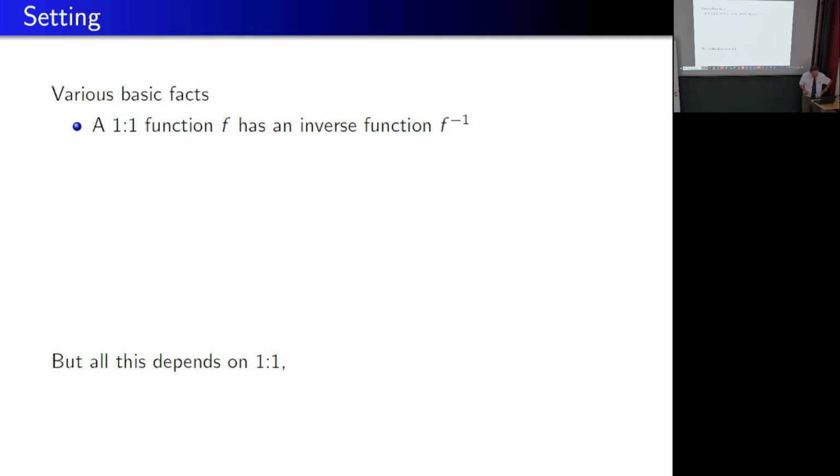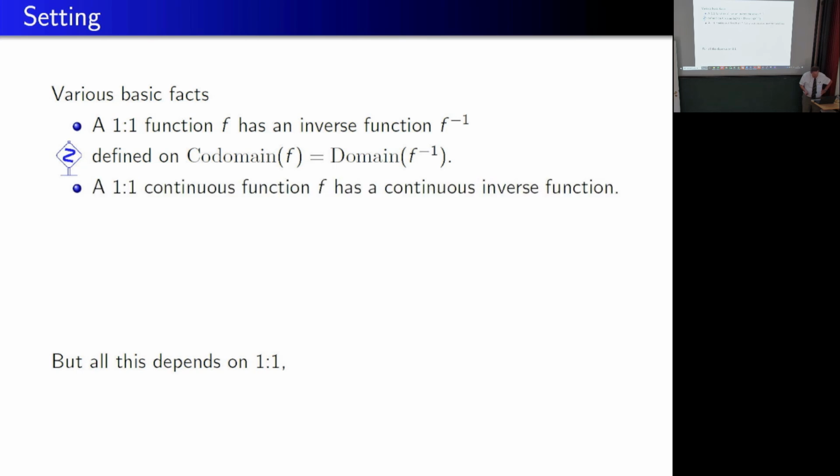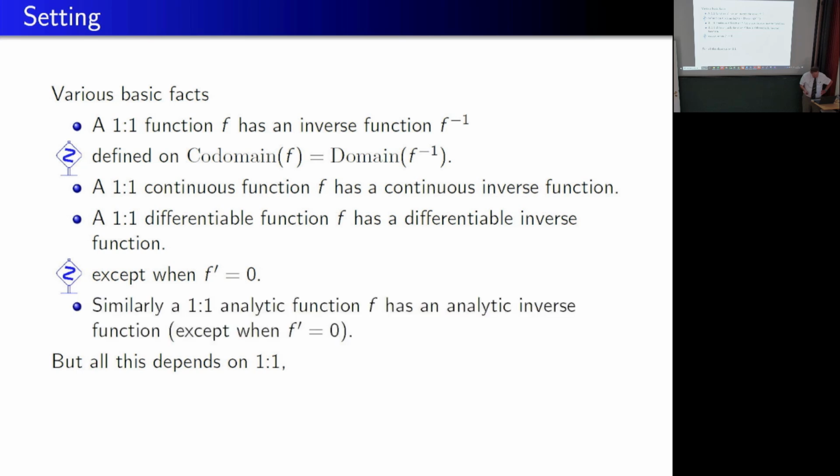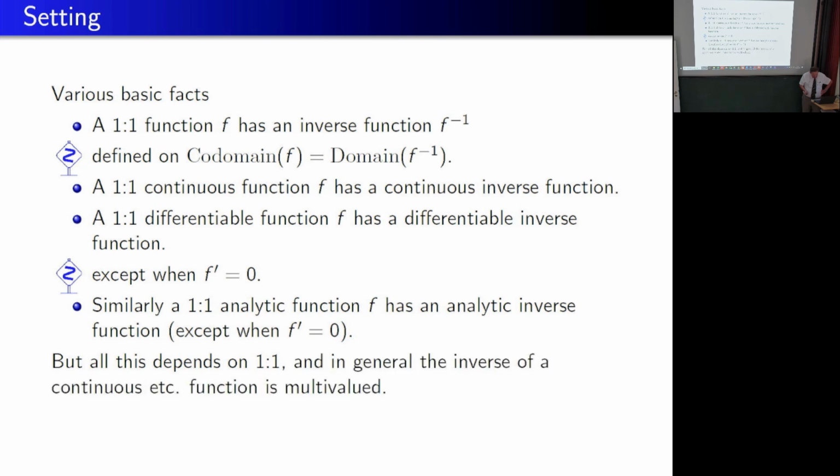So, of course, a one-to-one function has an inverse function, defined on the codomain of f, which becomes the domain of f inverse. A one-to-one continuous function has a continuous inverse. Differentiable is a bit more complicated, because where f dash is 0, the inverse is no longer going to be differentiable. The same is true of analytic. So it all depends on it being one-to-one. In general, if I take an arbitrary continuous or differentiable function, its inverse is going to be multi-valued, and any of those could be its inverse. One way of seeing the lack of one-to-oneness is via winding numbers, but I'm not really going to go into winding numbers in this talk.